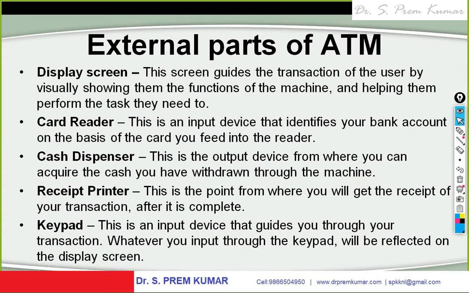So we had a discussion on the external parts of the ATM. As I explained previously, you have a display screen where you can see the input given. You have a card reader where you insert the card so that the ATM machine will read the information on it. You have a cash dispenser where you get the cash out of the ATM. The receipt printer prints the receipt, and of course you have a keypad where you give the input, that is your password and the required amount to withdraw.